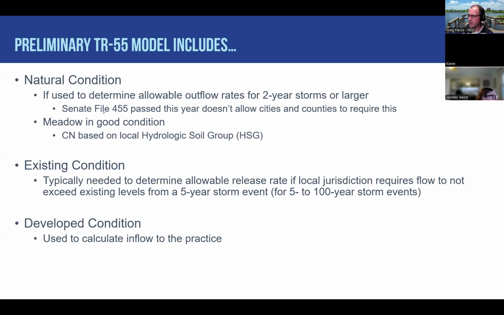The new standard in Senate File 455 basically says you need to control release rates to the existing condition from the 5 to 100-year events to no greater than the 5-year existing. That's not a statewide requirement. That's just saying cities, that's the most that they can mandate for those larger storms.